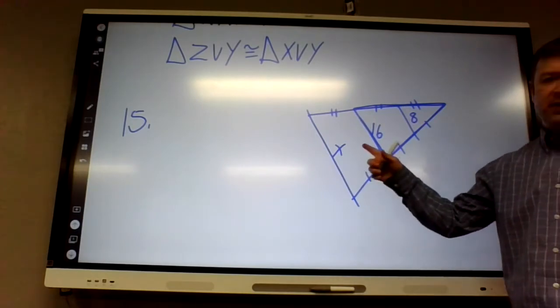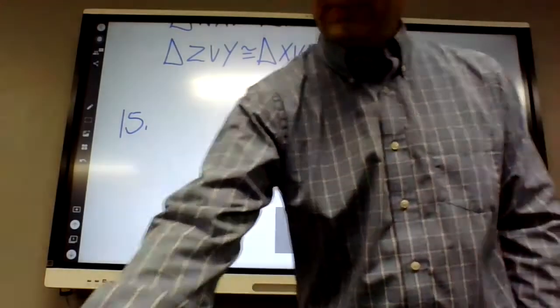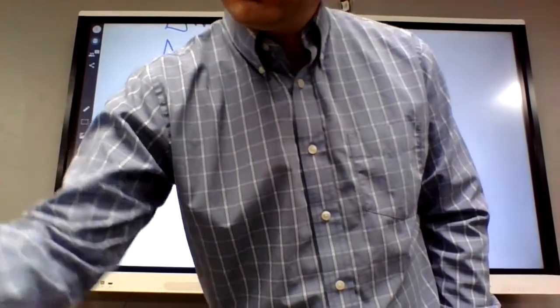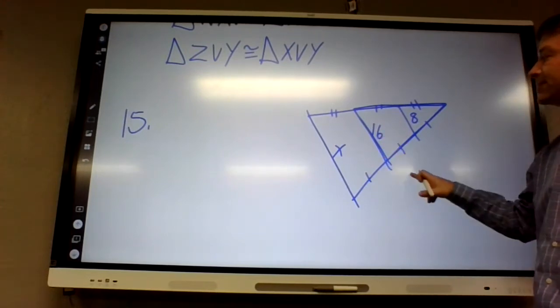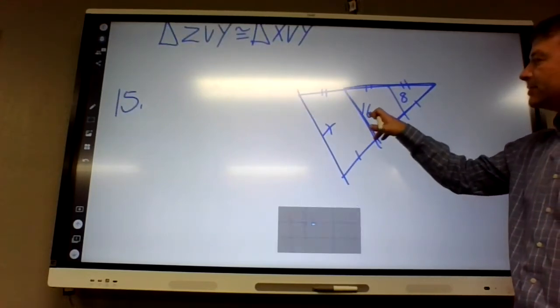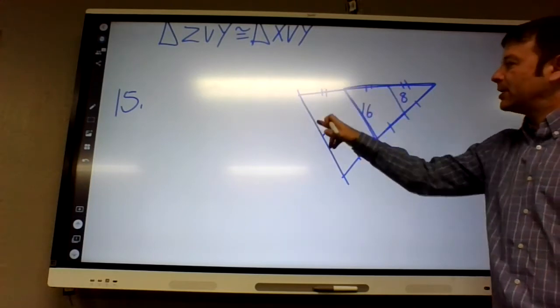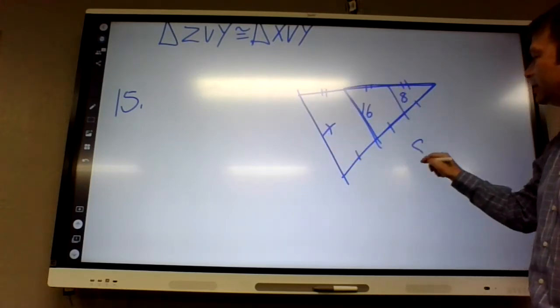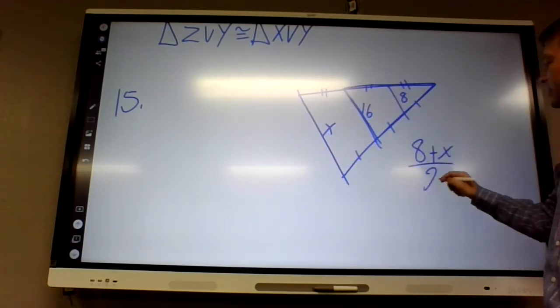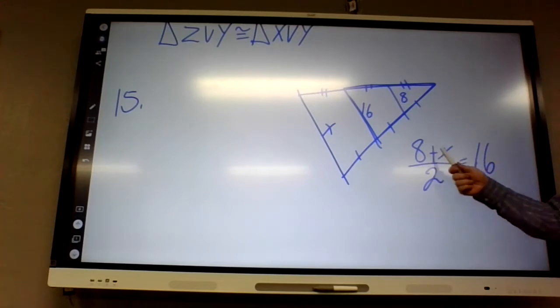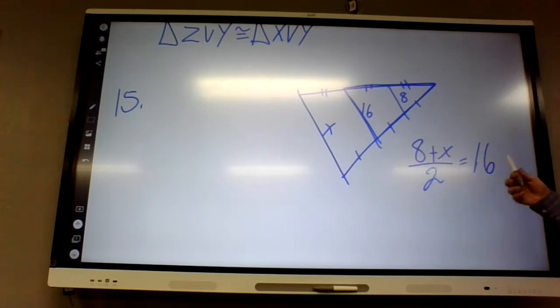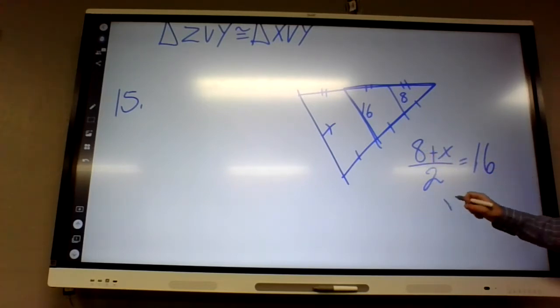Well, it's kind of like number 8 or something. Yeah, it's like number 8. 8 and x should average to 16, because 16 is the mid-segment of this trapezoid right here. So 8 plus x divided by 2 should equal 16. So how do I solve for x? Times 2 minus 8, 32 minus 8.